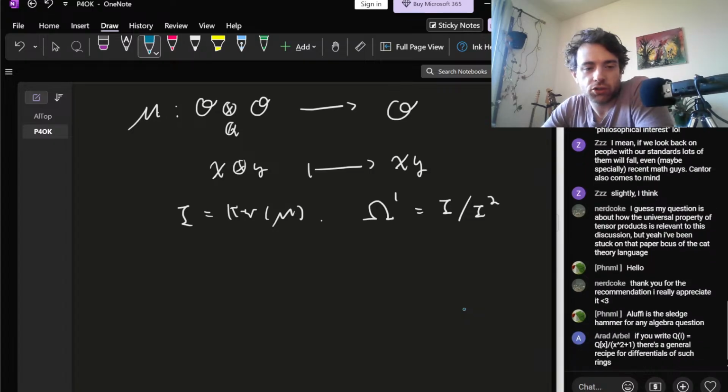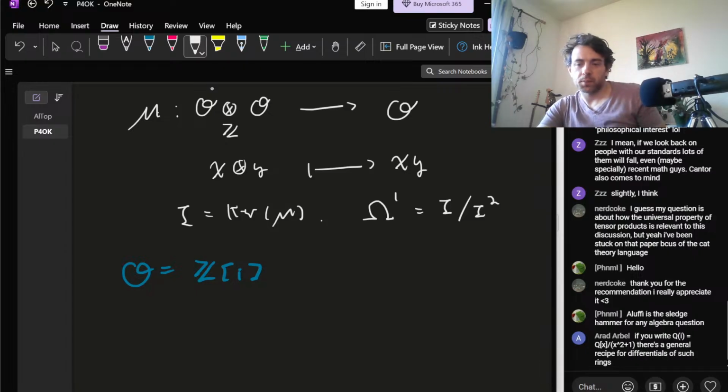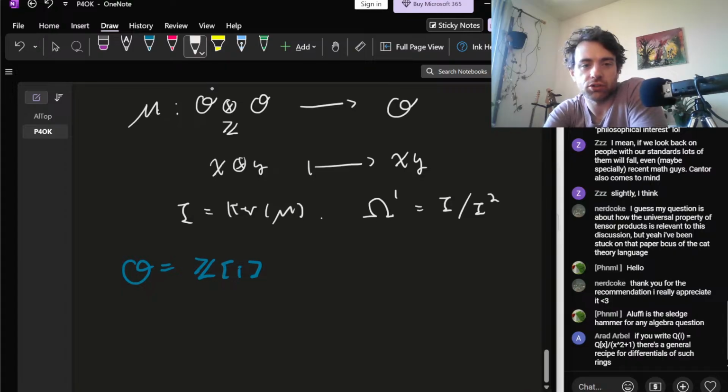Right. So a ring of integers should just be Z adjoin i, right? Oh, sorry. This isn't a tensor product over Q. What am I saying? This is a tensor product over Z. Aha. Right. But we don't want the differentials. It's not that ring. We're looking at the relative differentials of Z adjoin i over Z.